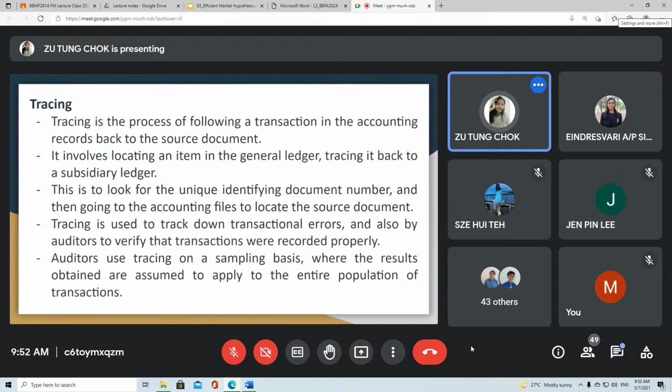Tracing is the process of following a transaction in the accounting records back to the source document. It involves locating an item in the general ledger, tracing it back to a subsidiary ledger. It is to look for the unique identifying document number and then going to the accounting file to locate the source document. Tracing is used to track down transaction errors and also by auditors to verify that transactions were recorded properly. Auditors use tracing on a sampling basis where the results obtained are assumed to apply to the entire population of transactions.